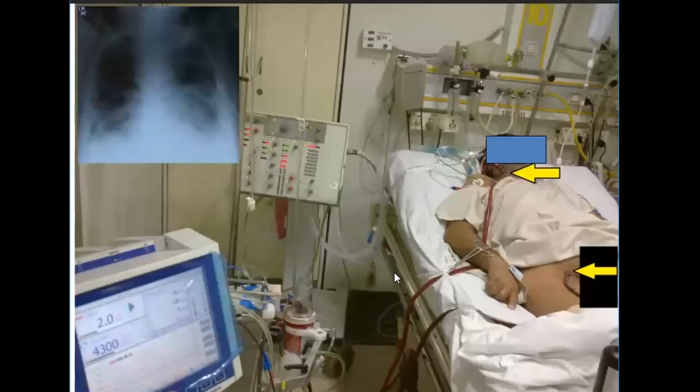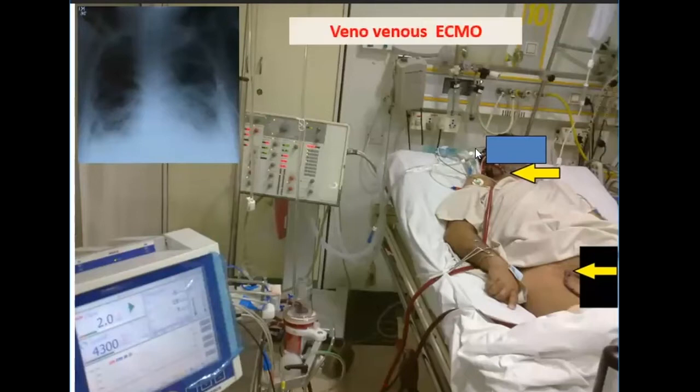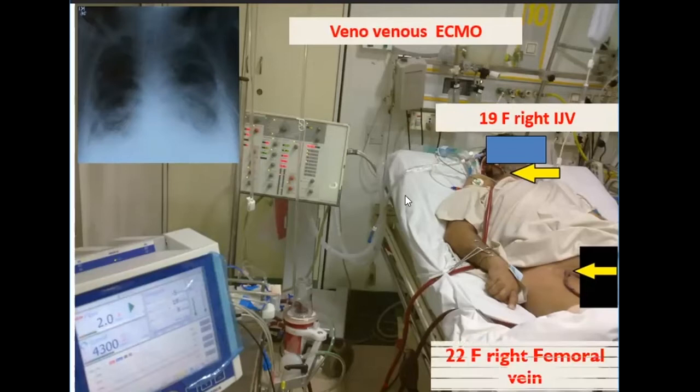Now again, we'll try to summarize how things are arranged. This is a typical patient in our ICU on venous ECMO. You see the attachments to the patient. This is showing that the patient has a right-sided femoral vein catheterization, a 22 French catheter. So this is basically draining the blood, and you can see the difference in the color of the blood. This is more bluish. This is draining the blood, which is drained by the pump and goes to the oxygenator.